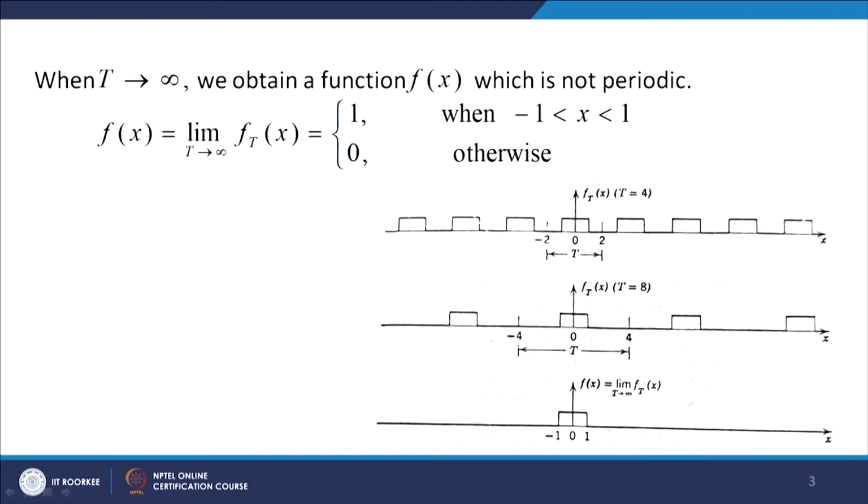When T tends to infinity, what happens? Over the interval minus 1 to 1, the graph is f_T(x) equal to 1, as T tends to infinity, while over the remaining values of x, from x equal to 1 to infinity, f_T(x) tends to 0, f(x) becomes 0, and from minus infinity to minus 1 it is again 0, and you can see that it is not periodic with any period. So, when T tends to infinity, we obtain a function f(x) which is not periodic because f(x) becomes 1 when minus 1 less than x less than 1 and 0 otherwise.